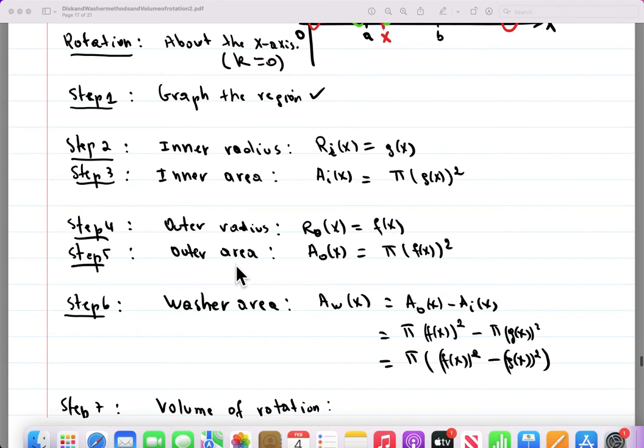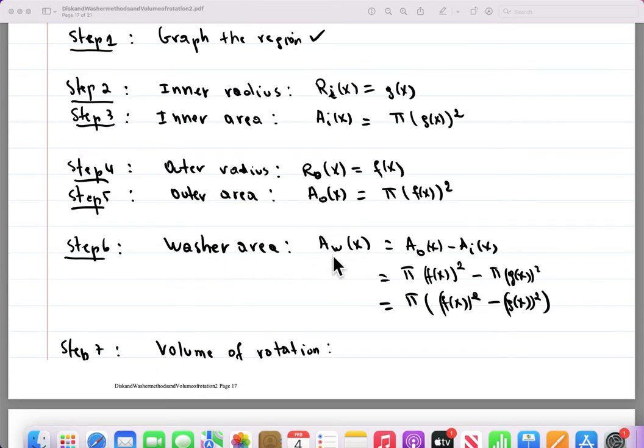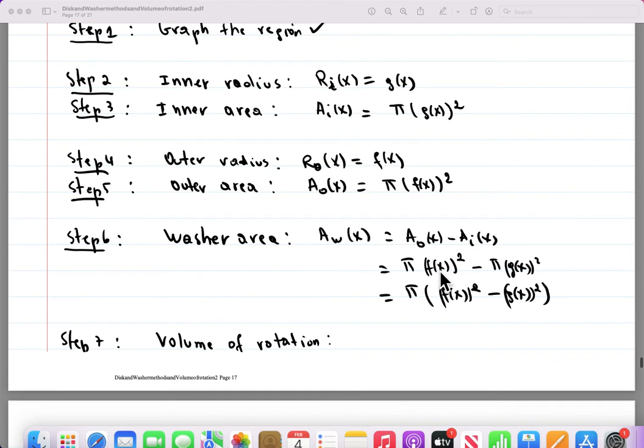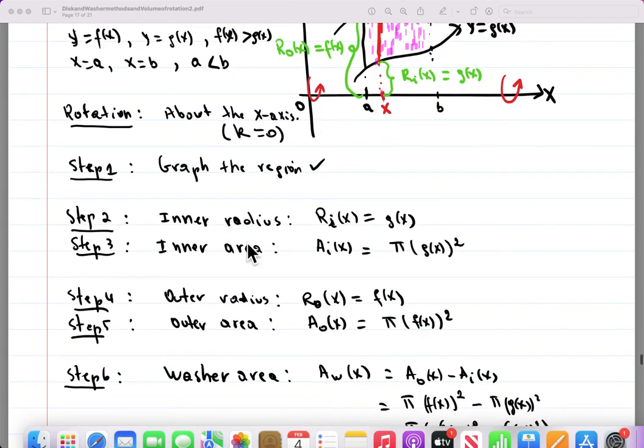The outer area is going to be A sub o of x, which is pi times f of x squared. The area of the washer, A sub w of x, is going to be the outer area minus the inner area. So you get pi times f of x squared minus pi times g of x squared. You can factor out the pi to get pi times the quantity f of x squared minus g of x squared. So that's the case where you have the rotation with respect to the x-axis.